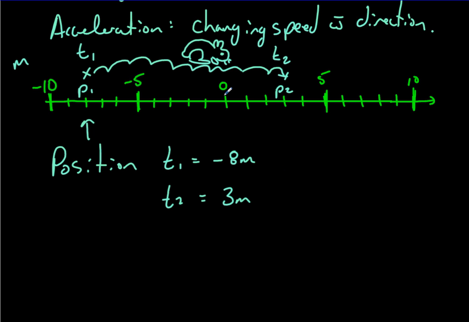So how far did the bunny move? Well, it moved 8 to get here, didn't it? So plus 8. 1, 2, 3, 4, 5, 6, 7, 8. And then it went 3 more. 9, 10, 11. The bunny moved 11 to the right.